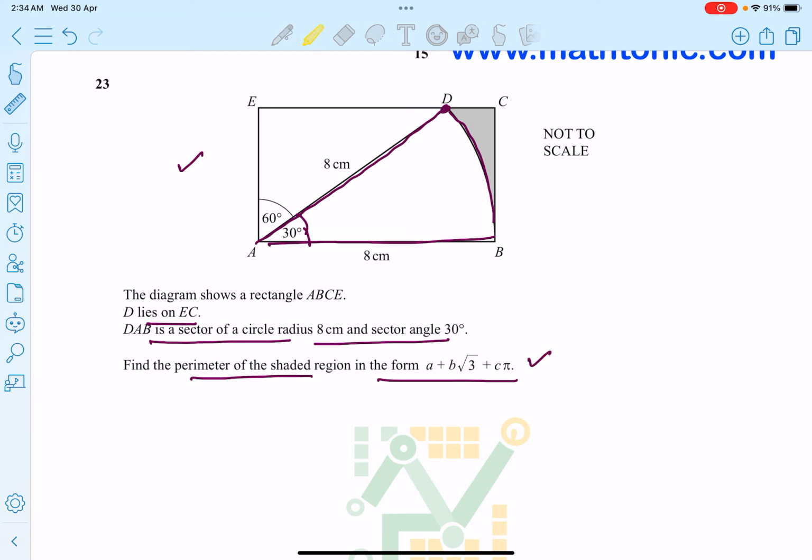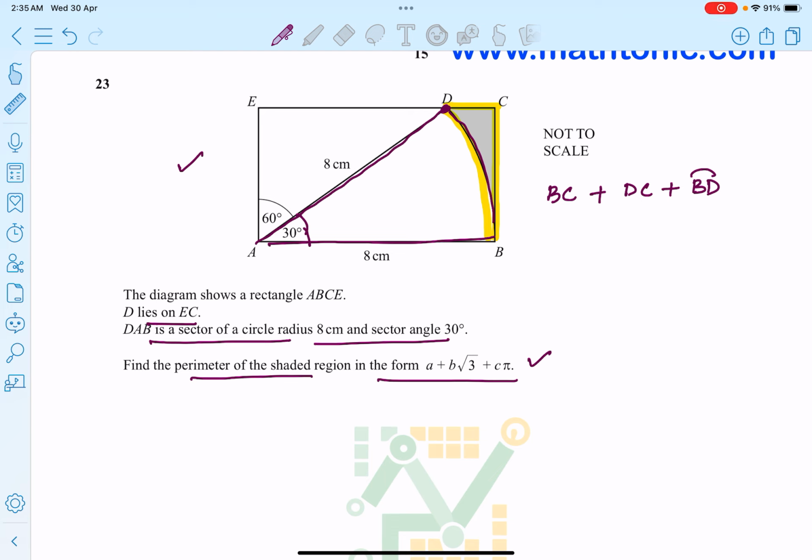We'll try to understand this question. That means we need to find out the value of DC, the value of BC, and the arc length BD, right? Then only we can add all these three boundaries, so we can find out the perimeter of this one. So we need to find BC length, plus the length of DC, then the arc length BD. So this will be your perimeter.